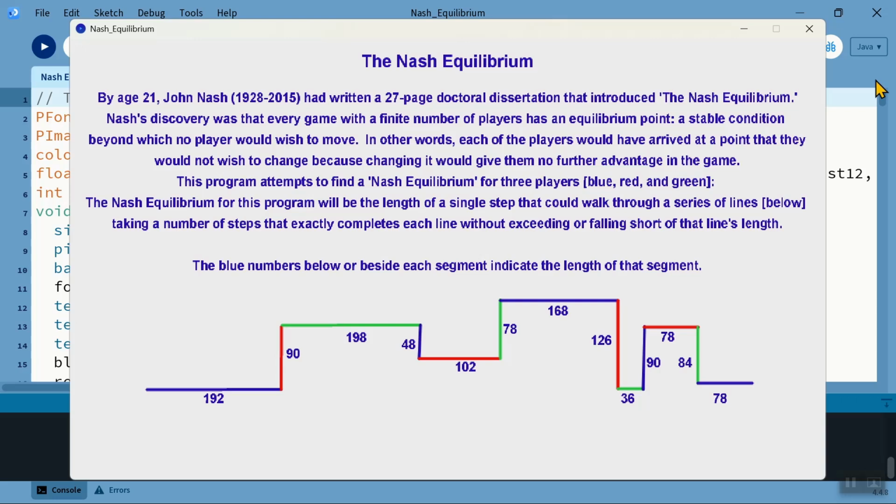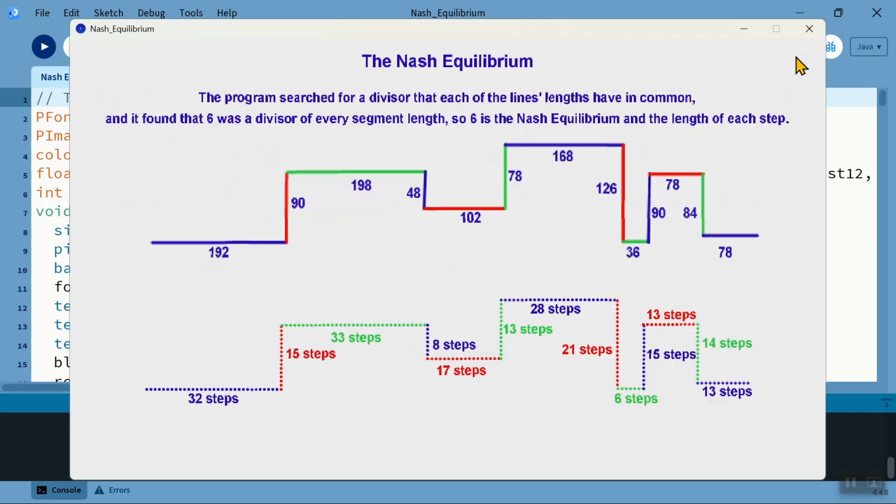So 6 is a divisor, and the first thing I had the program do was find all the divisors for all 13 lines and find a common one. And what it found was that 6 was a common denominator of all 13 line lengths. So this diagram will show how many steps it took for each of the 13 lines.